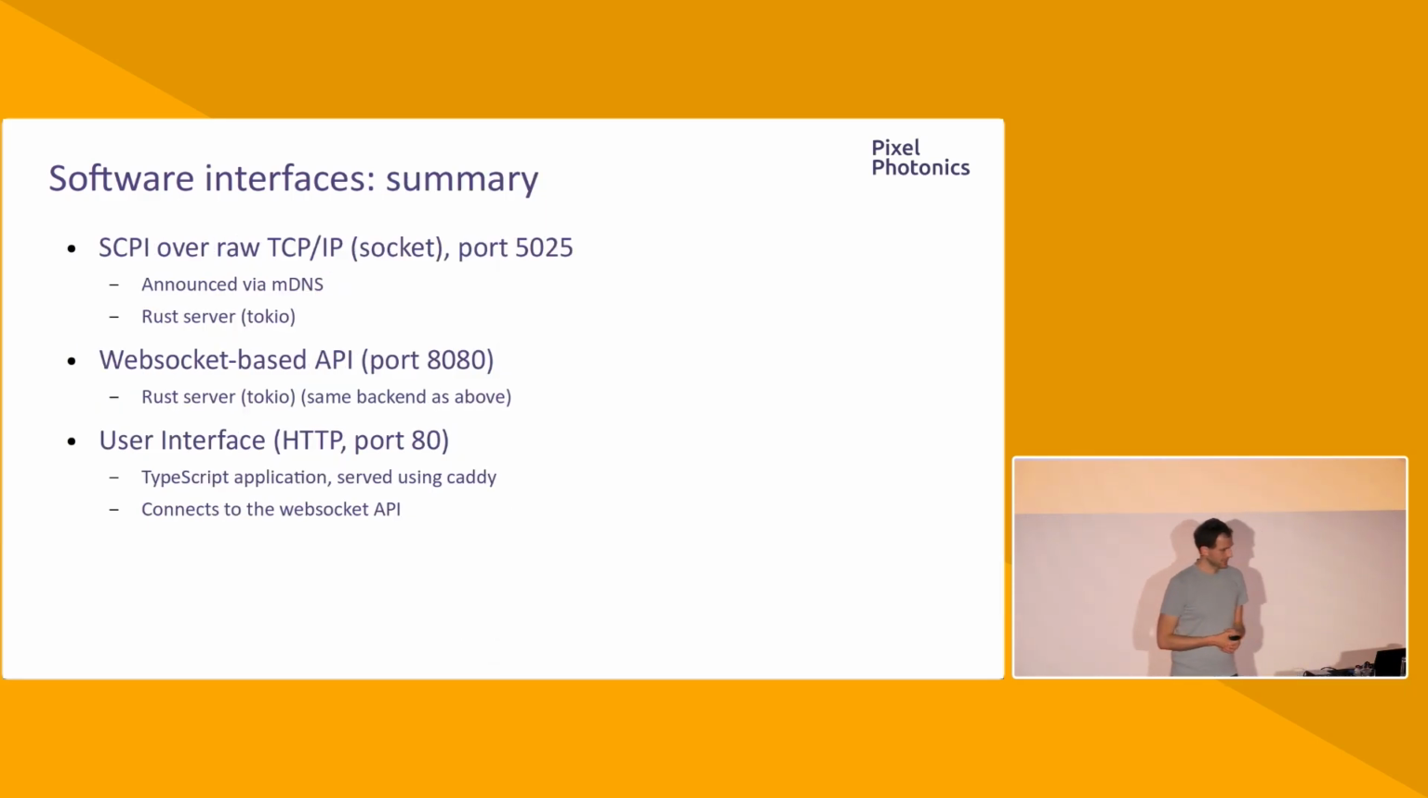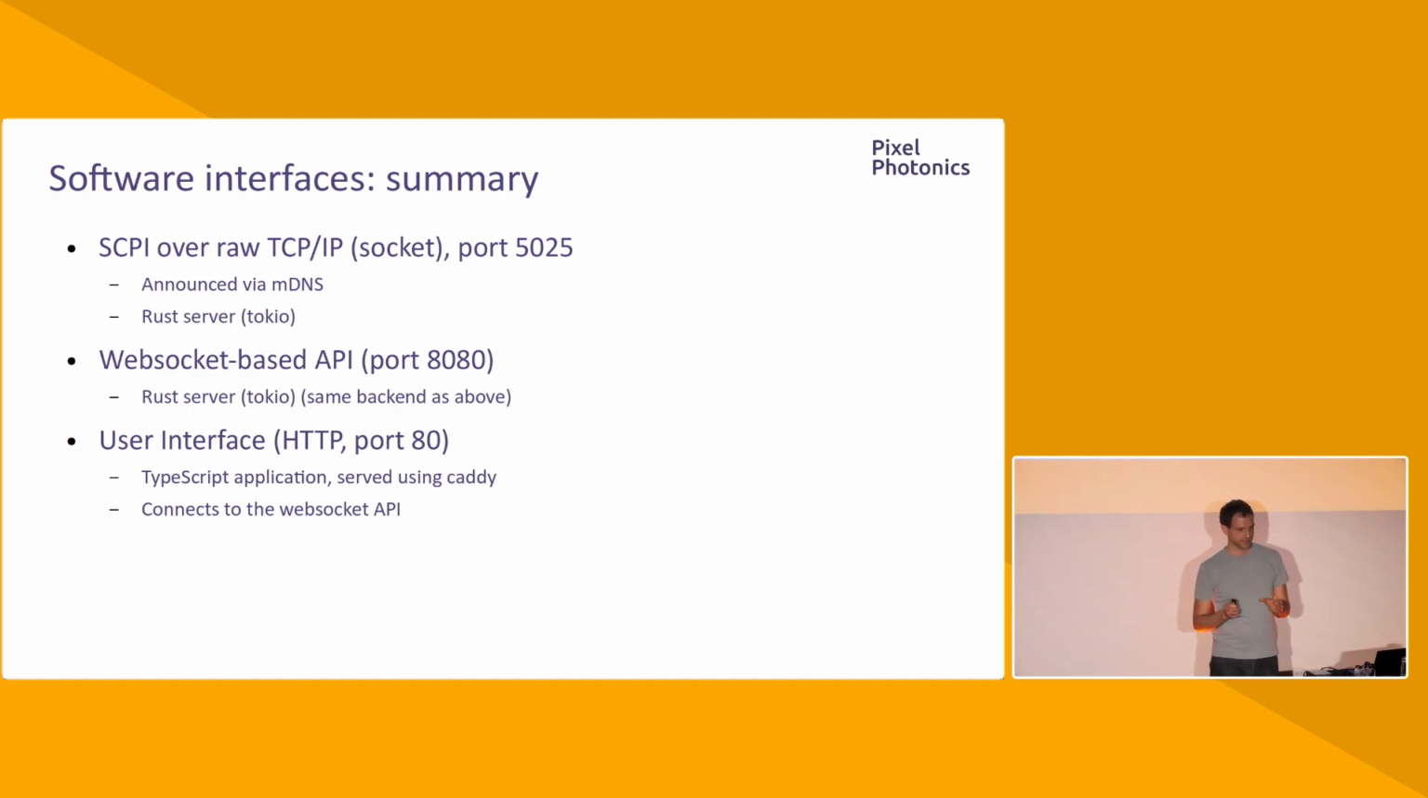So essentially, in summary, the interfaces that we serve on our device to the customer are this SCPI service over a raw socket, and then also the WebSocket-based API, which is a little bit more advanced in terms of the functionality that it provides, and a user interface, which is just a normal web app served from our device so that the user doesn't have to install anything. They just enter the address of the device into the browser and see the user interface.